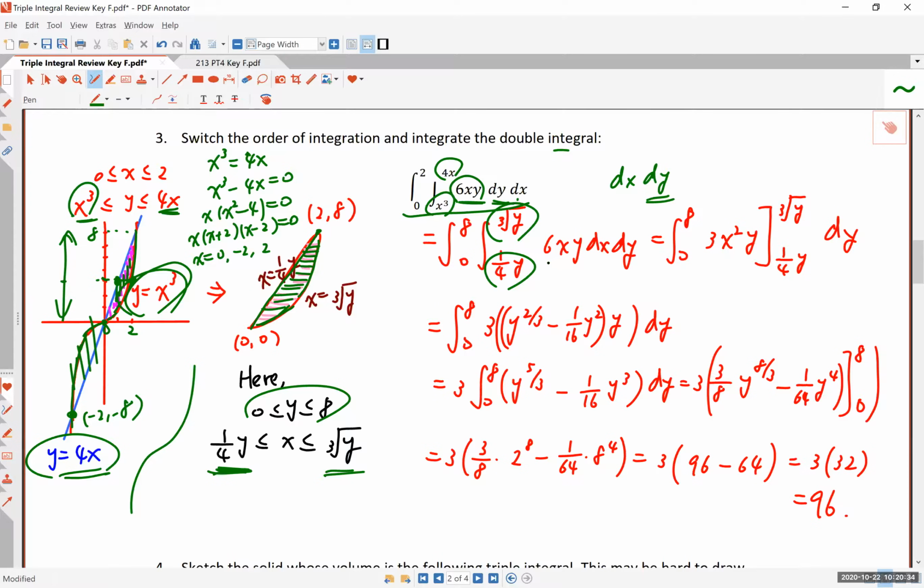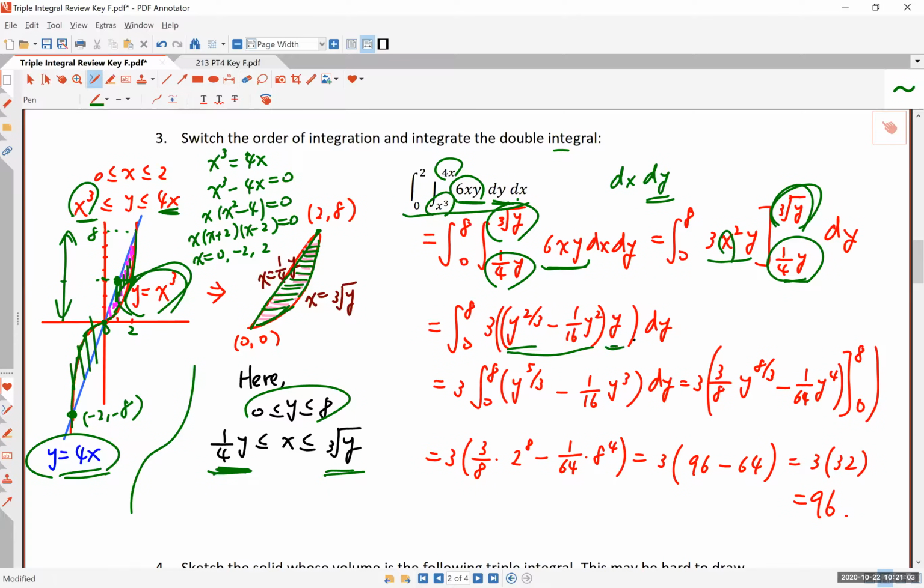All right, so now that you know what the bounds are, you integrate 6xy with respect to x, so that becomes 3x squared y. You plug in these numbers for x, and of course, this one would become y to the 1/3 squared, which is y to the 2/3, and then this squared is 1/16 y squared. So you have a sort of an ugly expression here.